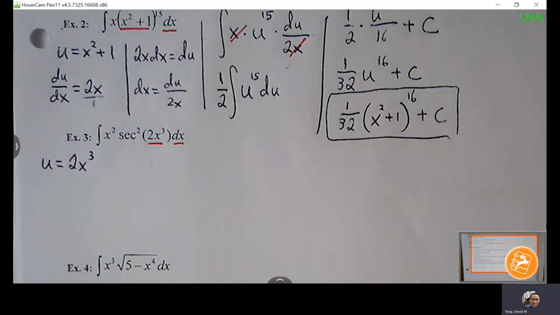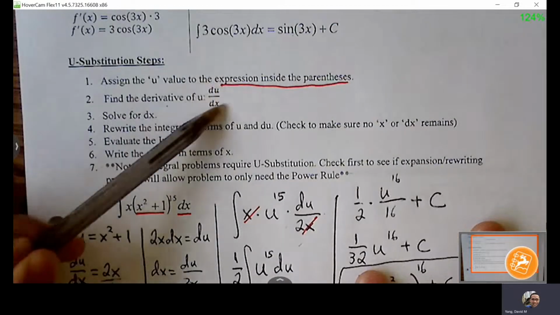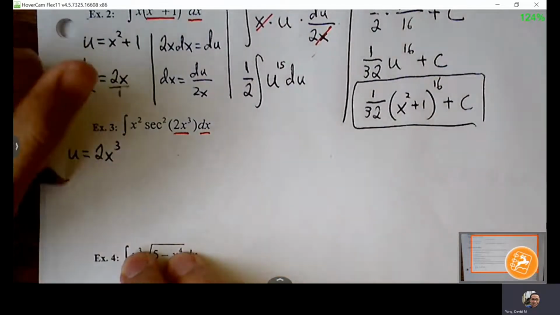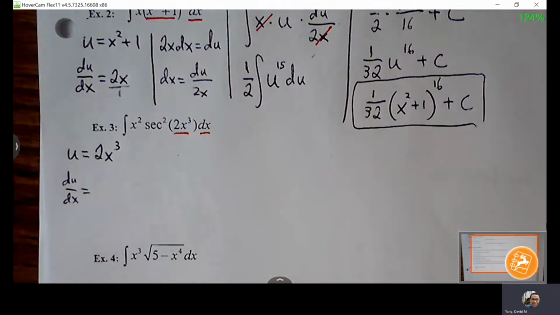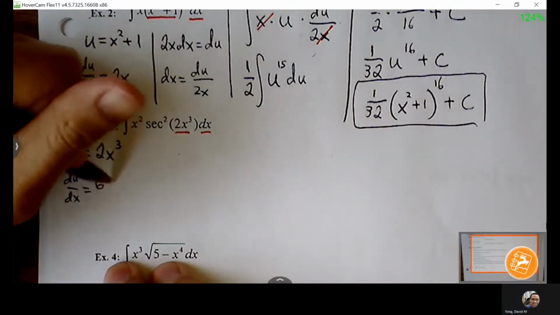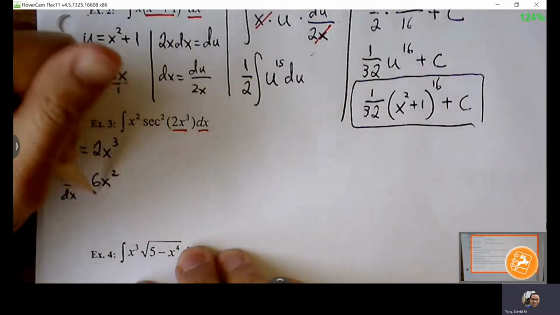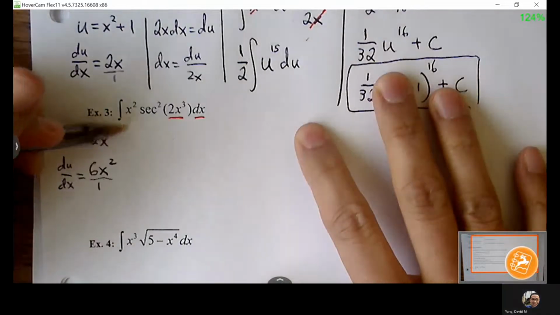After you find the u value, you always want to go ahead and find du dx. You always want to find the derivative. Okay, what's the derivative of 2x cubed? 6x squared. If you want to put a 1 underneath, just so that you can see where the diagonals are going to be paired.